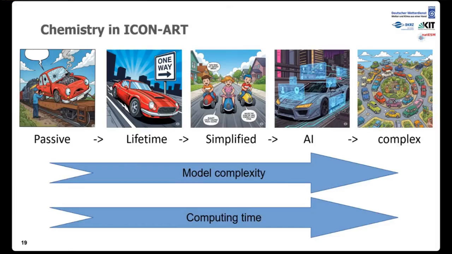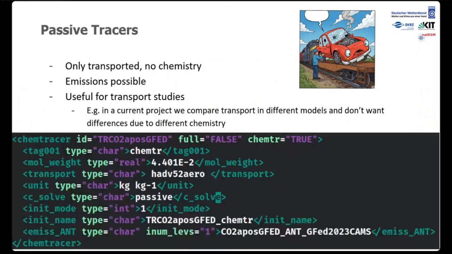And what we have here is passive tracers, lifetime tracers, simplified tracers. I already included tracers that are based on AI. As far as I know, no one is yet in, but very soon it will be. And then the complex chemistry, so MECA in this case. And now I go into more details for all of them. I start with the passive tracers.